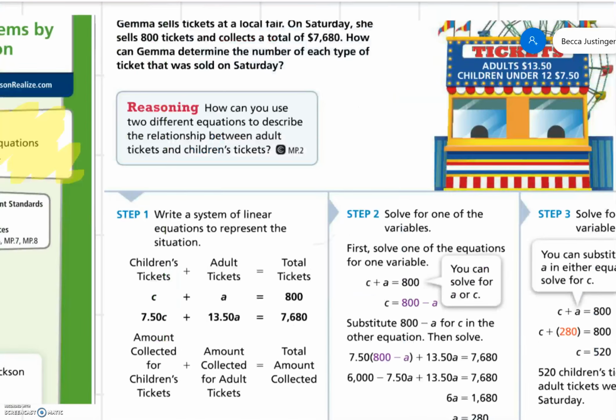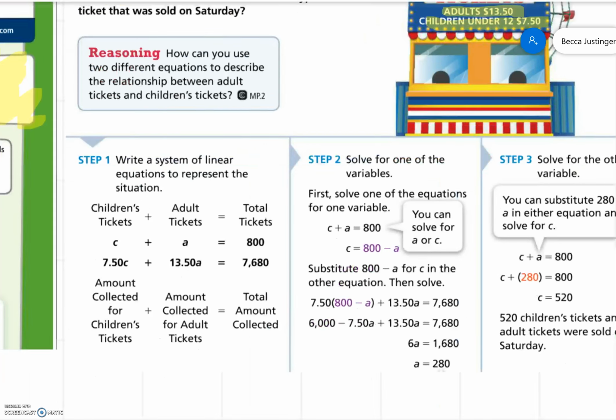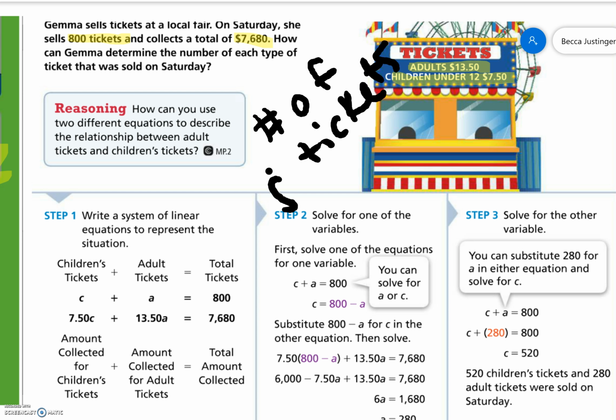So example number 1. Gemma sells tickets at a local fair. On Saturday she sells 800 tickets and collects $7,680. How can Gemma determine the number of each type of ticket that was sold on Saturday? Well, adult tickets are $13.50, and children under 12 are $7.50. So what we're going to do is write two types of equations. We have an equation that tells us the number of tickets, and we have an equation that talks about the money.